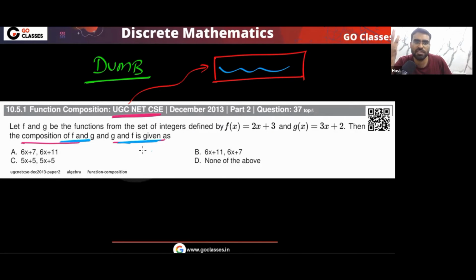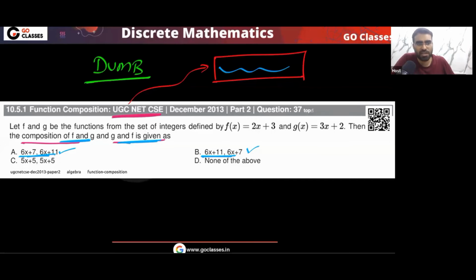F and G, G and F, I will ask, and he has put more creativity in the options. He has given this also, this also. So you can see, by following only one standard resource, this person has put both the options to make it creative, to make it a tricky question. This person must be very proud: I have created a very tricky question, right?